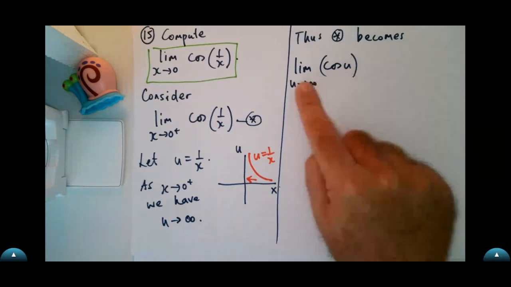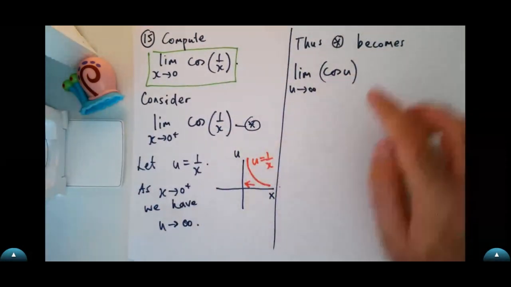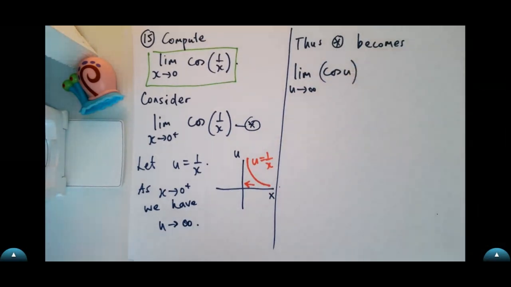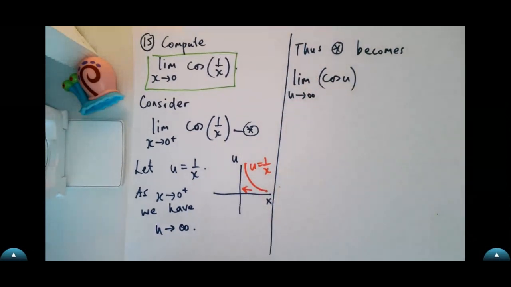This, I'm sure you'll agree, is a much easier limit than this, right? But they're the same. So if we can understand the cosine function, and what happens to cosine as its variable gets large and positive, then we can solve this problem. So let's go back.